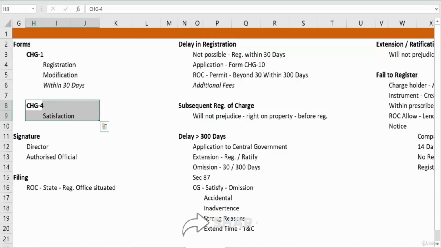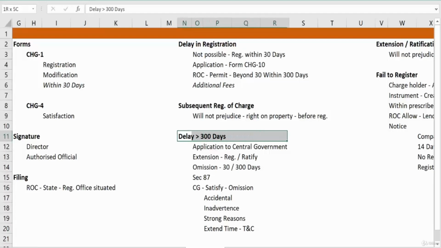Now think of another scenario where the company could not complete its registration within the period of 300 days also. Then what is the way? The only way is they have to make an application to the central government for extending, registering or ratifying, because there is an omission from their side to file within 30 days or 300 days. They have to make an application, and this should follow section 87 of the Act.